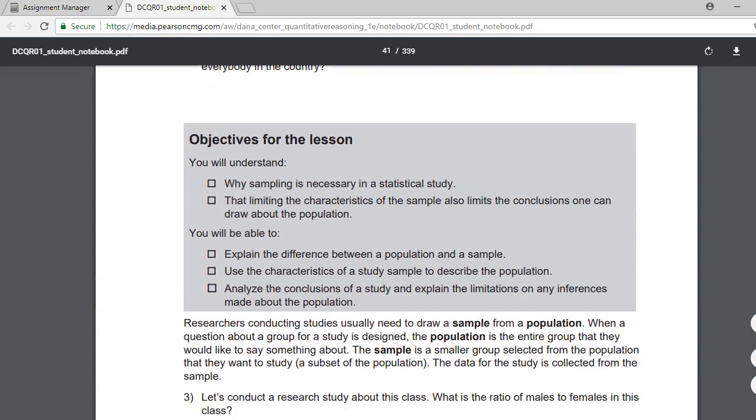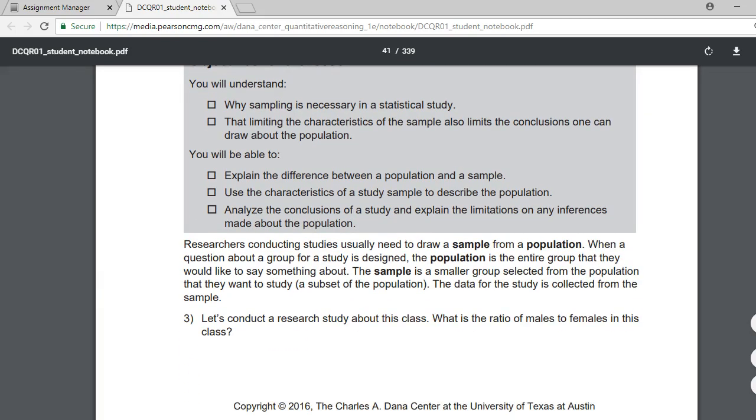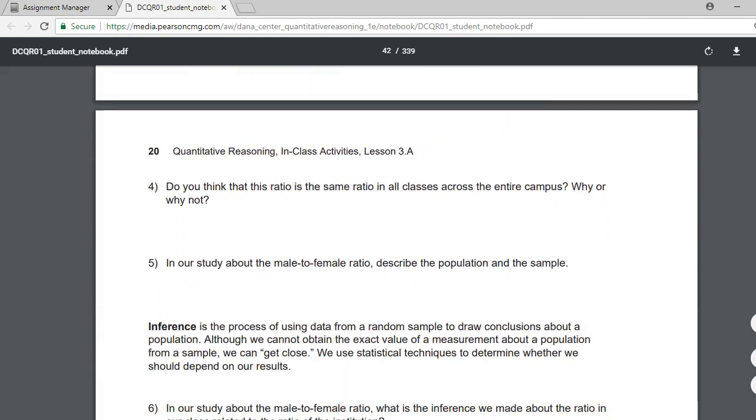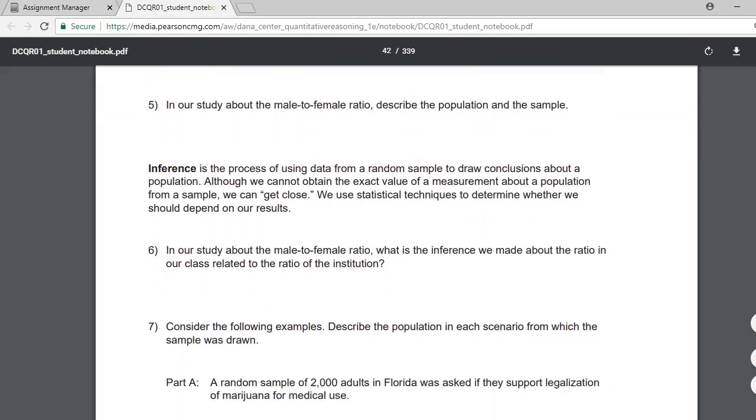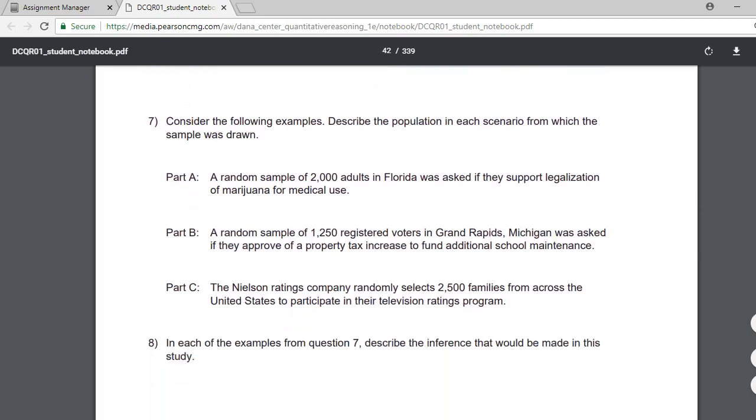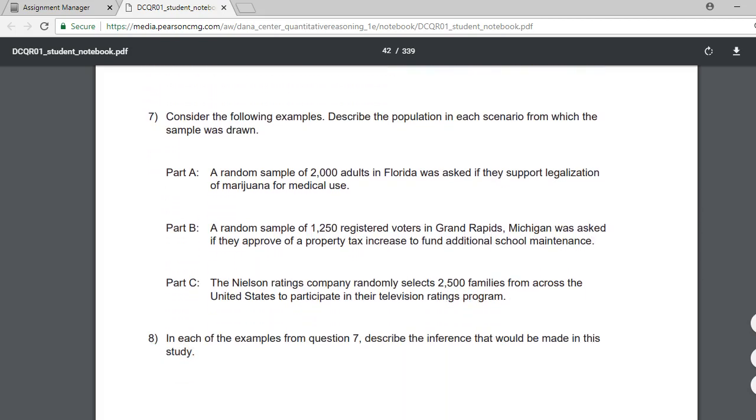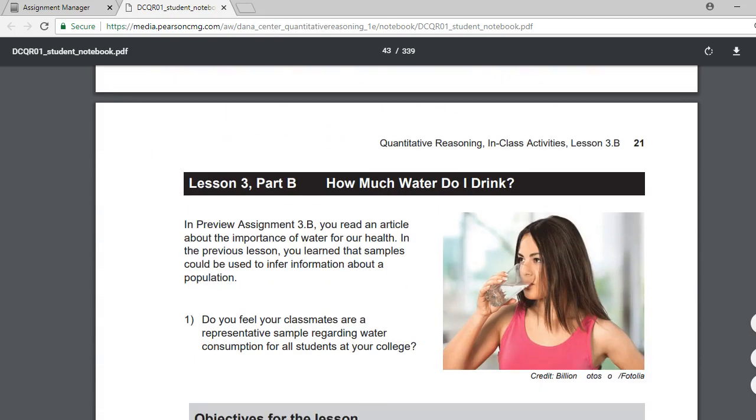Lesson 3, Part A. We started talking about samples and populations. And the word inference is an important word about what you can infer, but I would really focus back on questions 7 and 8, where you're asked to describe the population in number 7, and then on number 8, you're asked to state the inference that you would be making from the sample to the population. You need to know how to do that for the test.